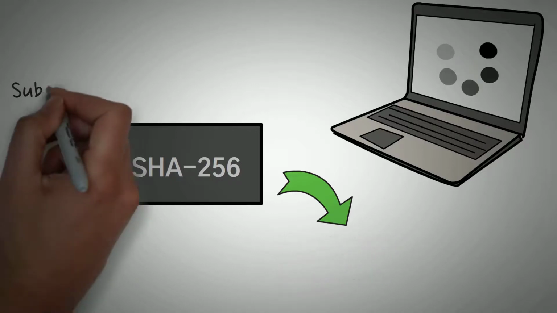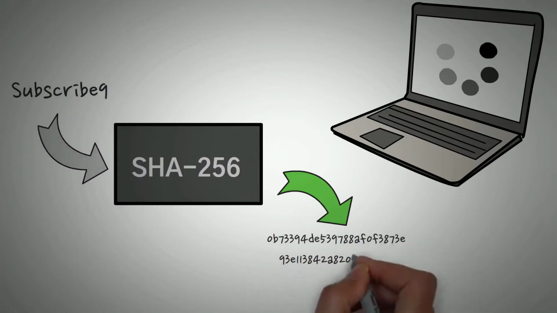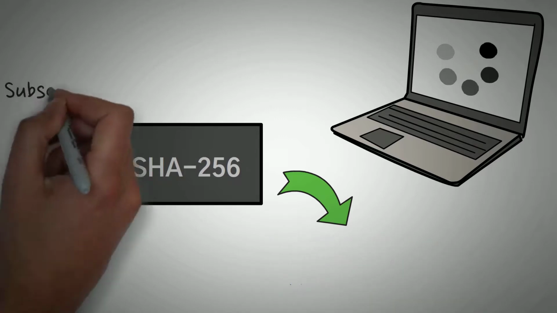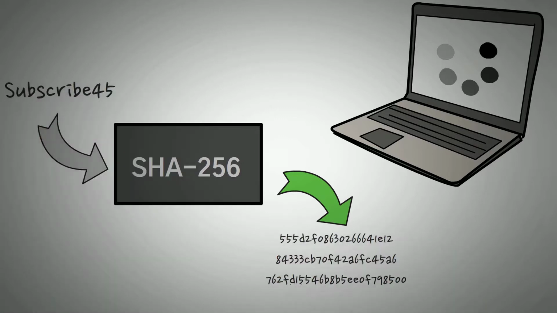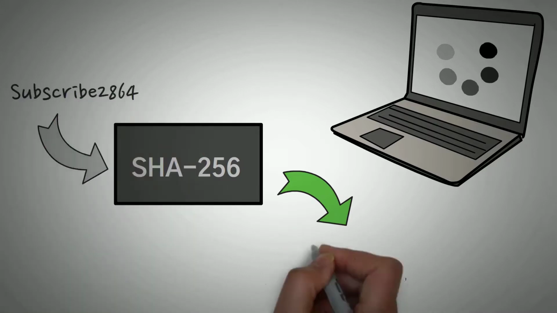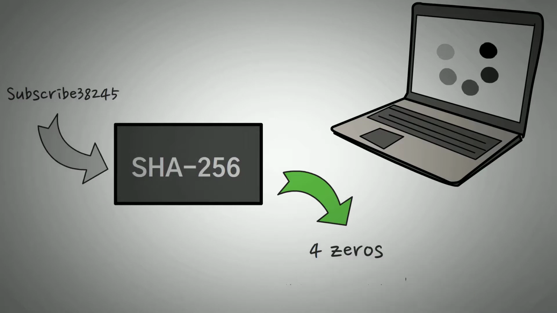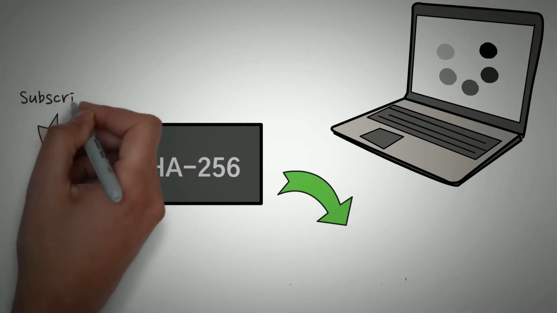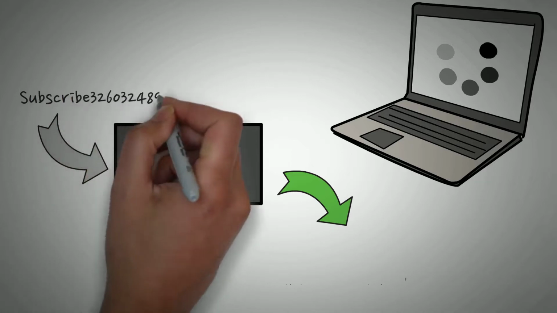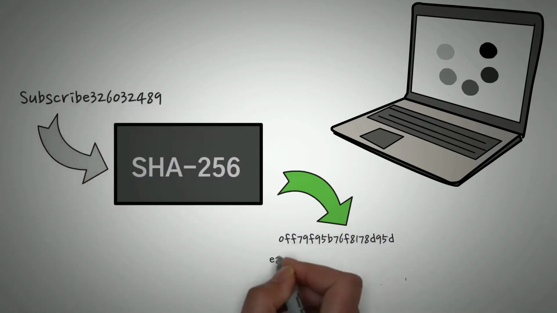For example, at "subscribe9", we get this, which has 1 zero. At "subscribe45", we get this, which is 2 zeros. On try number 2864, we get 3 zeros. On try number 38,245, we get 4 zeros, and so on and so on. Until "subscribe326032489", we actually end up with 7 zeros.